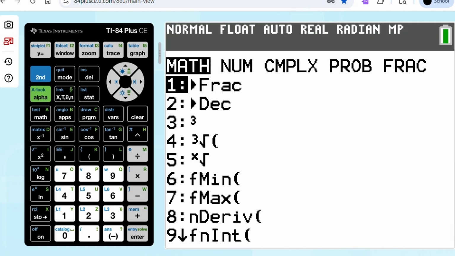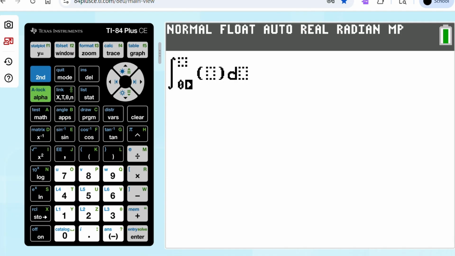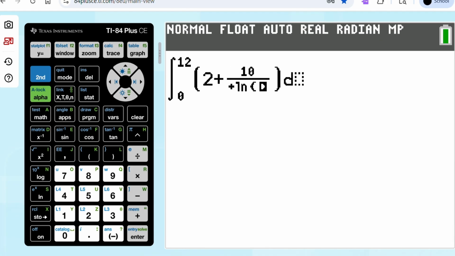So we're going to hit math. We're going to go down to option number 9, FNINT. We'll put our limits of 0 and 12, and then we'll just type in that h of t function, which was 2 plus, and then a big fraction. And I always like to do alpha x to give us this nice little fraction bar. We've got a 10 in the numerator, and in the denominator, we've got 1 plus the natural log of t plus 1. Oh, we missed our 1. We've got 1 plus the natural log of t plus 1, and we'll just use x because that's what we use on our calculator here.